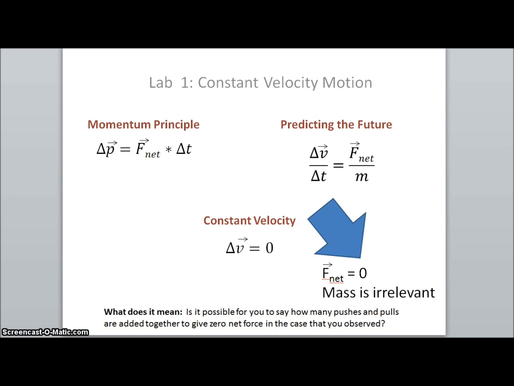If the object is moving at constant velocity, we may not know how many pushes or pulls there are, but it really doesn't matter. As long as the net force is equal to 0, we would know that the change in velocity would be equal to 0.